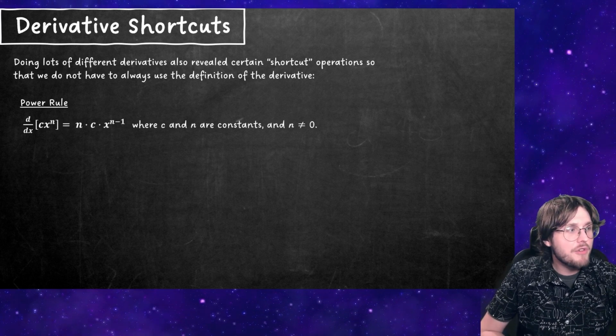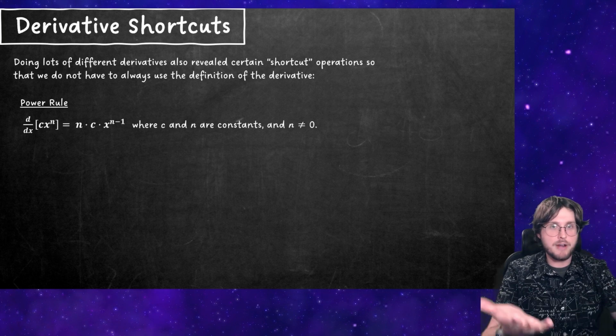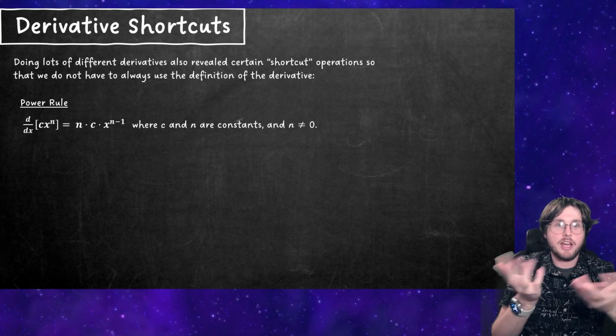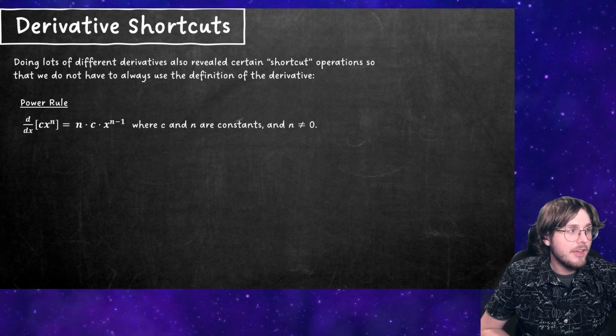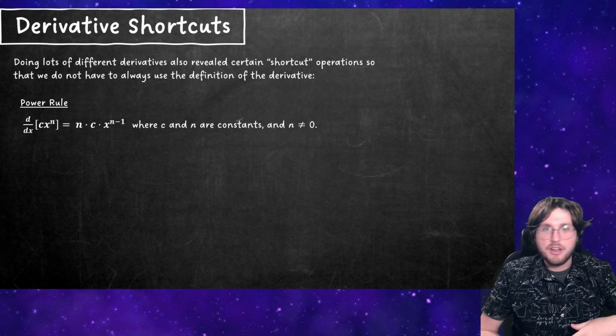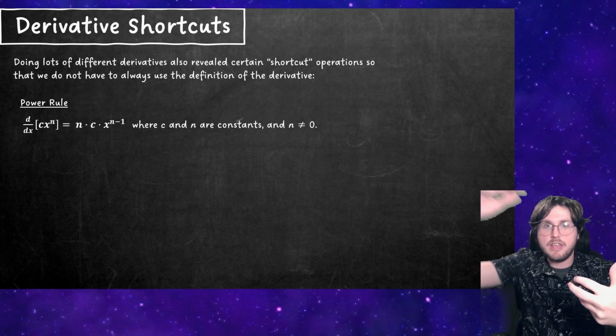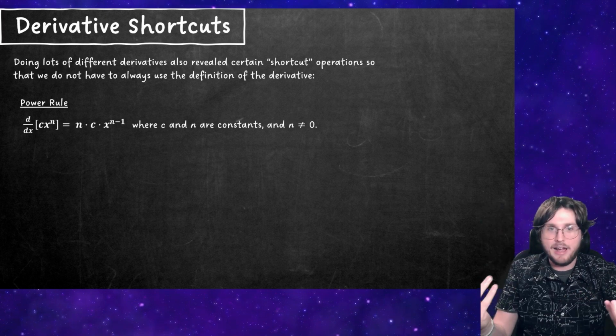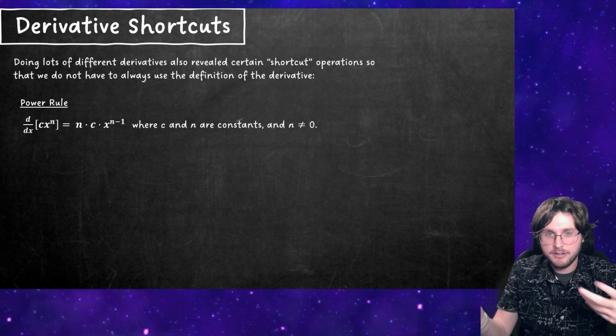And so the first one here is the power rule. This is your bread and butter. This is what you're going to be doing most of the time in physics, at least. And this is given by a general format c times x to the n. So it would be something like 1/2 x squared, let's say.